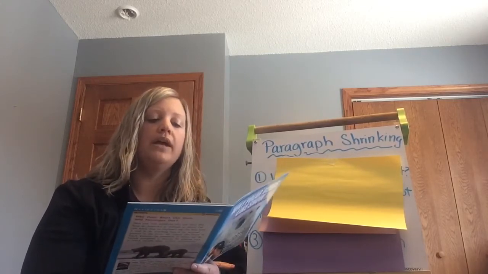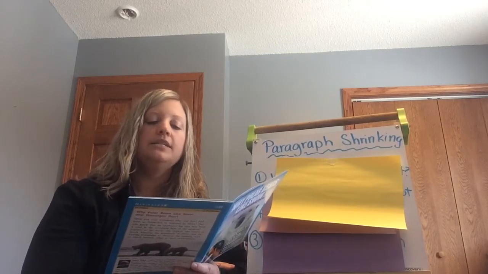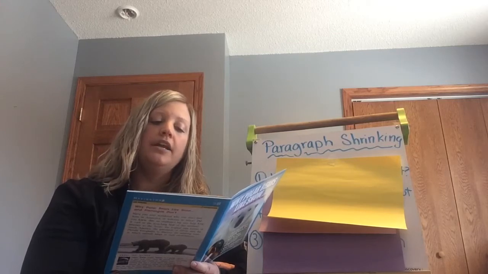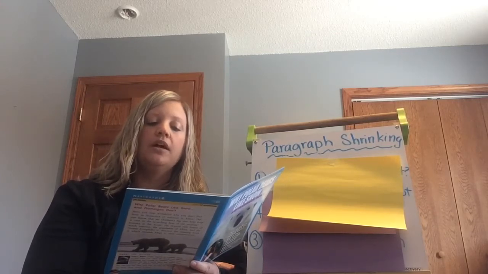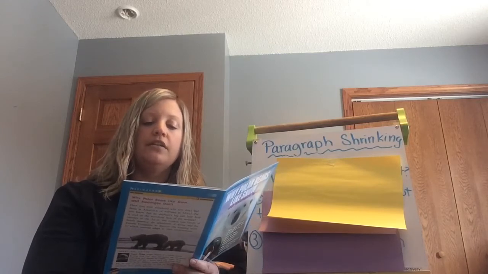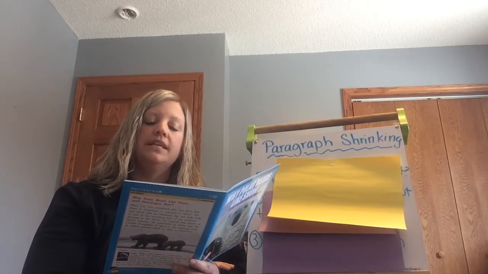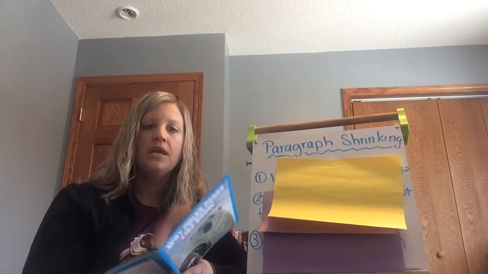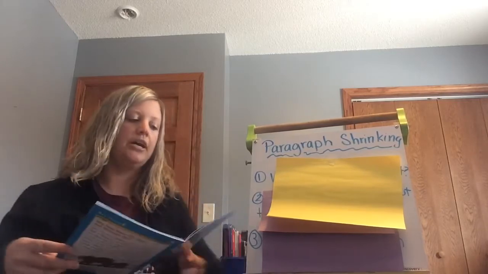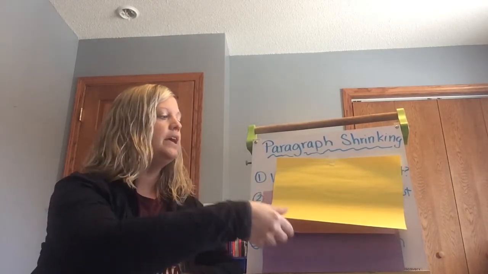So it says, one way Arctic animals stay warm is by having lots of fur. Another is by having a lot of fat. Polar bears have both, lots of warm fur and a thick layer of fat just under the skin. The fat acts like an extra layer of clothing to keep out the cold. All right? So that was one paragraph, so your child would stop reading after one paragraph.